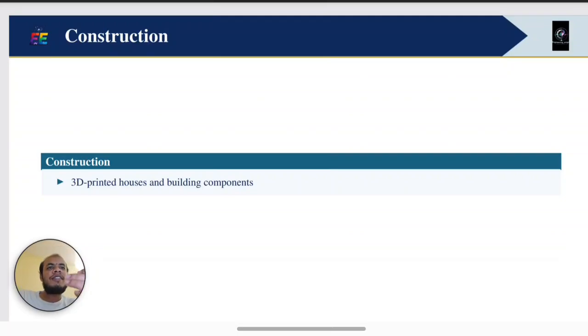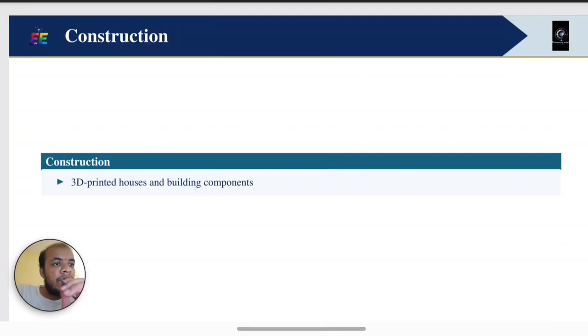Now moving on to construction. 3D printing is being used to build houses and structural components. Large scale printers can print walls and build sections also. So this reduces construction time and labor requirements also. In the future, entire buildings may be printed quickly and economically. Already in India, they have started some experimentation on 3D printing.